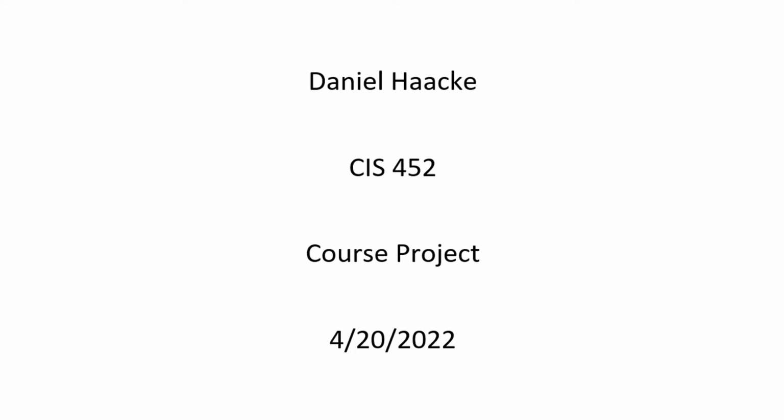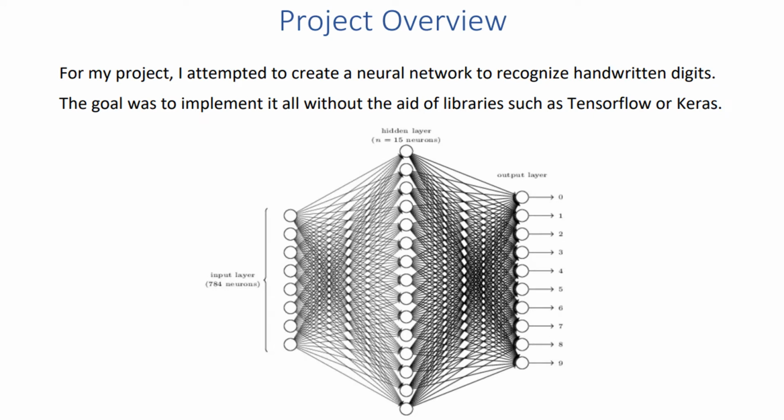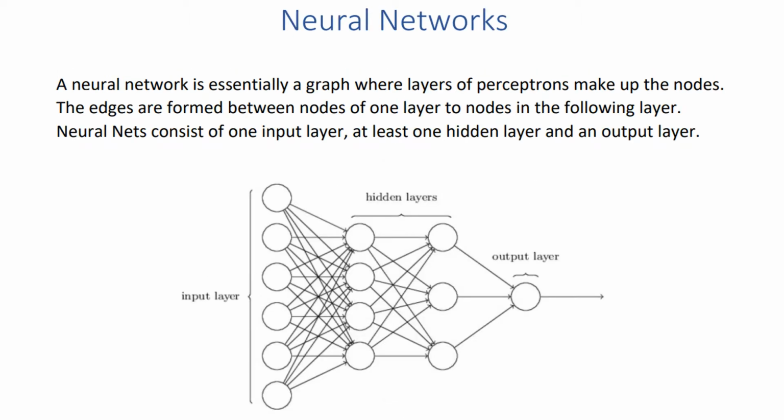This is my CIS 452 course project. The goal of this project was to create a neural net which could recognize handwritten digits without using TensorFlow or Keras. A neural net is essentially a graph where layers of perceptrons make up the nodes, and the edges are formed between nodes of one layer to nodes in the following layer. They consist of one input layer, which is like the pixels for an image, for example, a hidden layer, and an output layer, which will contain your prediction.